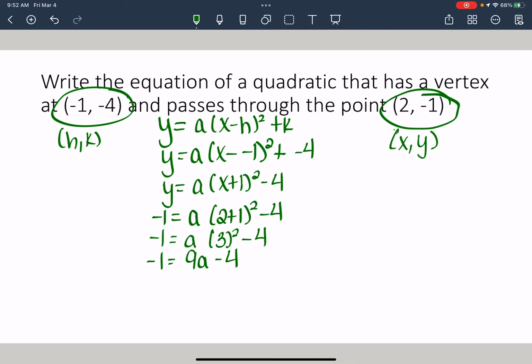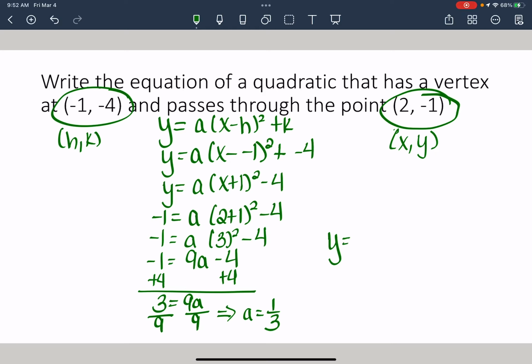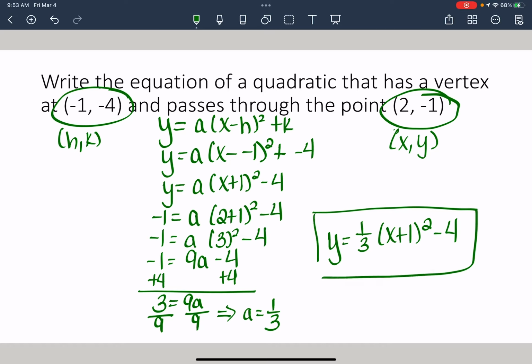And now what I need to do is solve for the value of a. So I can do that by first adding 4 to both sides, which gives me 3 equals 9a. Then I divide both sides by 9, and this gives me a equals 1/3. So now what I have to do is go back and plug that into my equation. So in vertex form, my equation is y equals 1/3 times x plus 1 squared minus 4. So that is done if I'm going to just stop and write my equation in vertex form.